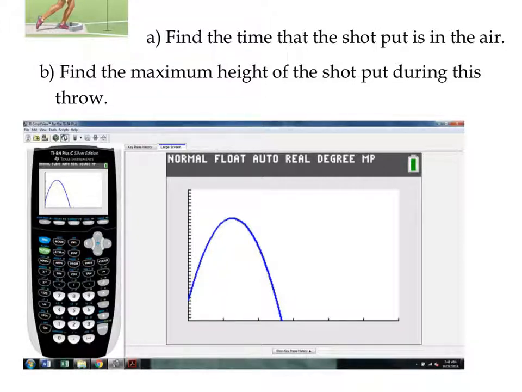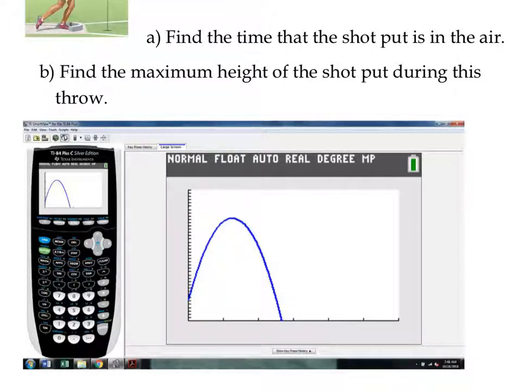When you calculate, you're going to press second and then the trace button for calculate, and you want to calculate a 0. That's option 2, and you're going to have to put a left boundary and right boundary, just like what we were doing in the previous problems. You're trying to calculate this point right here where the graph has a y value of 0, when it hits the ground. It's in the air until right there. So we're going to set our left and right boundary.